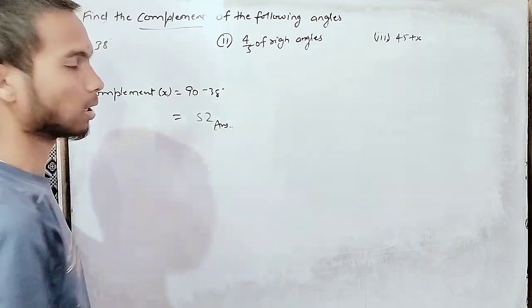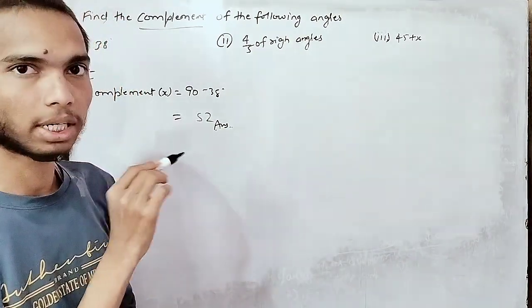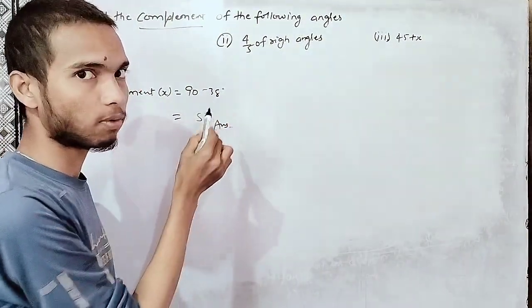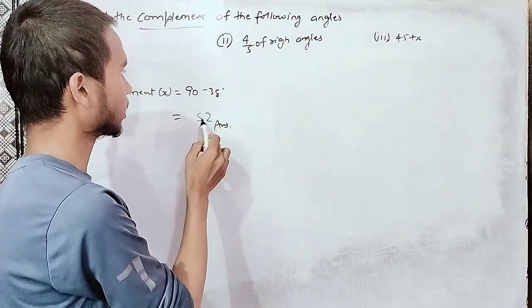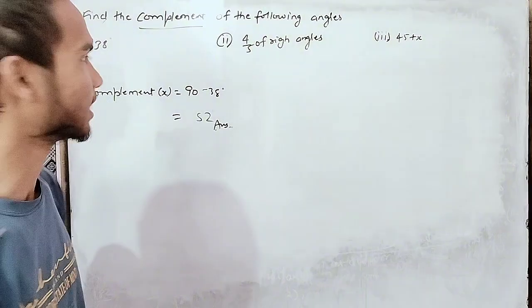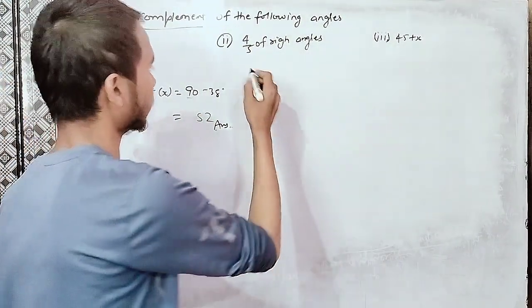And here we can check whether this answer is correct or not. How? Just add this and this. This is the value of the first angle and this is the value of the second angle. 38 and 52 is 80, 10 more, 90. The sum of angles is how much? 90.